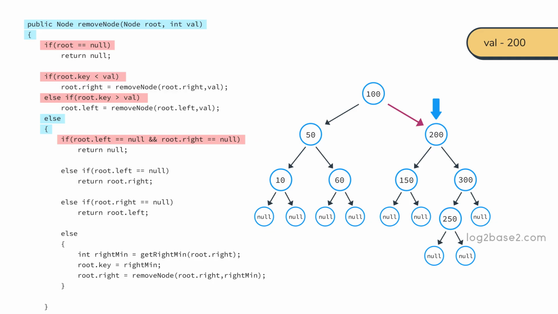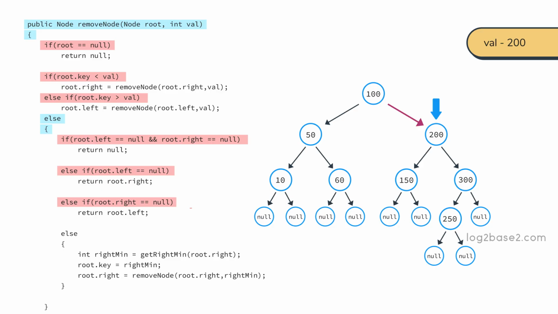So check if it is an only right child case. So check if root left equal to null, but it fails here. So next check if it is an only left child case. So check if root right equal to null, but it also fails here. So it is not a leaf node case, not a single left child case, and not a single right child case. So it must be both left and right child case. That is the two children case.